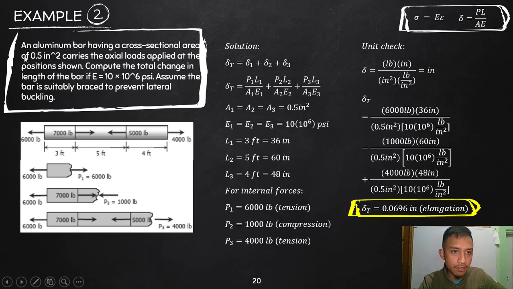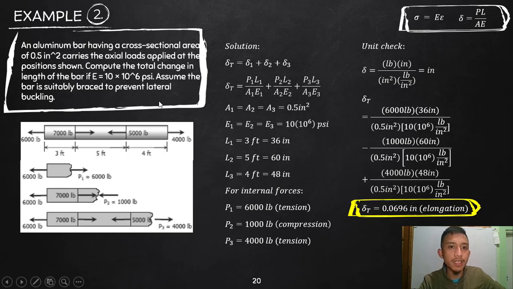The areas are constant, so 0.5 square inch. The material is single, so aluminum, which has E, which is the same throughout, but the only difference is the loading with the cross section. So the length of the first is 3, the middle is 5, the last is 4 feet. So convert that to inches, multiply the feet by 12. So 36 inch, 60 inch, and then 48 inch.